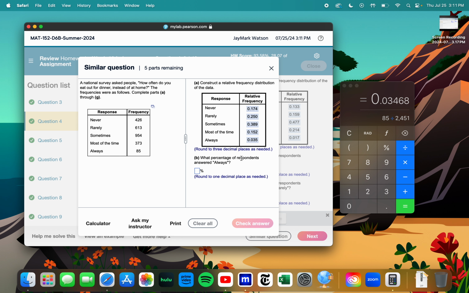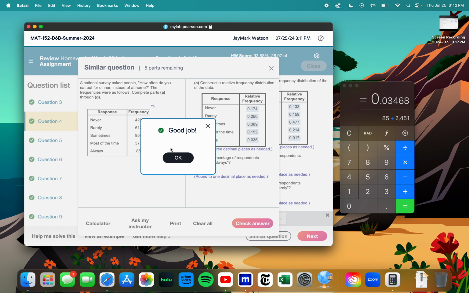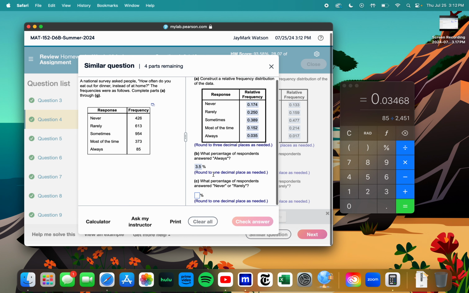What percentage of respondents answered always? Here we have to make percentages out of it. To make percentages, you move the decimal two places. I got this wrong the first time because it has been a minute. So I think that'd be 3.5%.